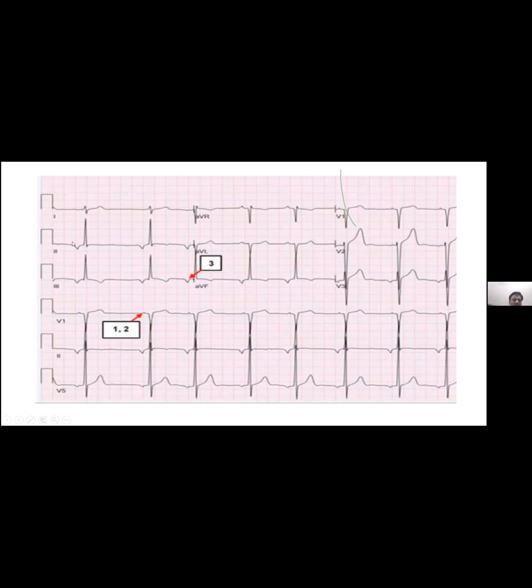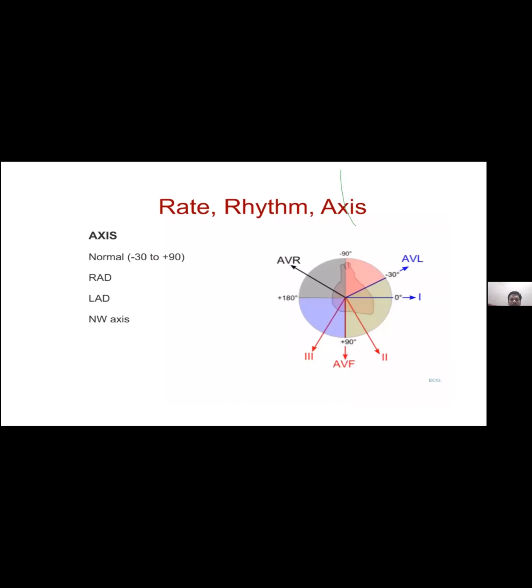For people who are curious why it is inverted: it is because an ectopic atrial rhythm is happening in the lower part of the atrium. That is why it is inverted. So this ECG tells you the patient is not in sinus rhythm.